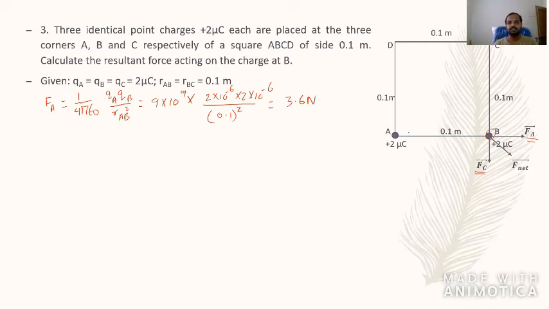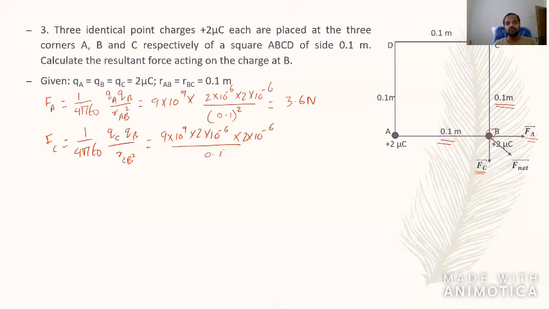Okay, and similarly, since the distance between AB and distance between BC are both the same, and also the charges A and C are the same, we can safely say that Fc, which is equal to 1 by 4 pi epsilon naught into Qc into Qb divided by Rcb square is equal to 9 into 10 raised to 9 into 2 into 10 raised to minus 6 into 2 into 10 raised to minus 6 divided by 0.1 whole square. We can see that this is also equal to 3.6 Newton.